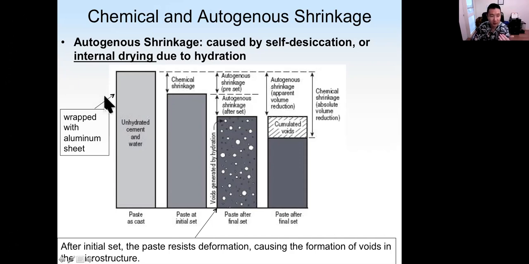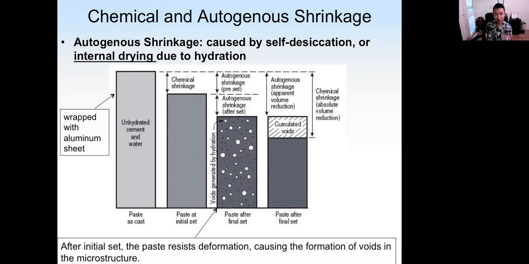Okay. So let's say we wrap the cement paste. At the beginning, it is unhydrated cement paste with water, wrapped with aluminum sheets. That will prevent moisture change between the sample and the air, which means there will be no drying shrinkage and no plastic shrinkage. Right. And we know because of hydration, we have chemical shrinkage.